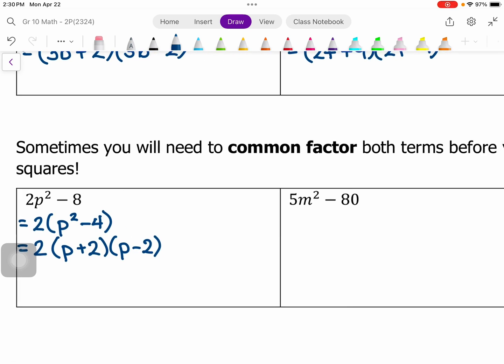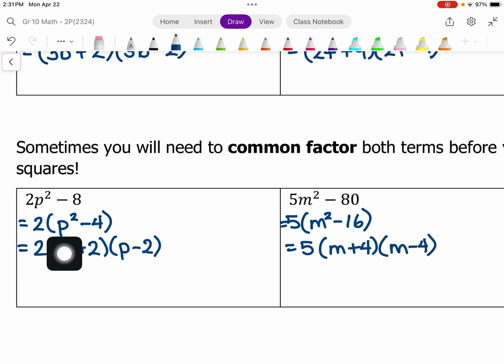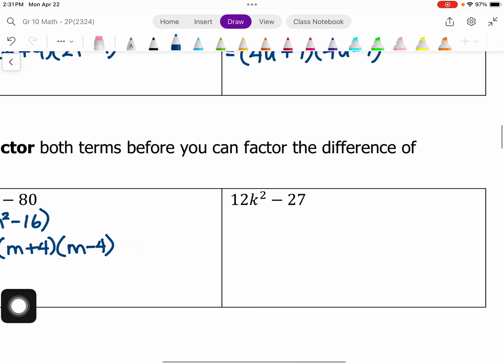5m squared minus 80. So both 5 and 80 can be divided by 5, so I'm going to factor that out. And 5 times 16 is 80. So 1m squared and 16 are both perfect squares. So m plus 4 and m minus 4. So the square root of m squared is m, and the square root of 16 is 4. One's plus, one's minus. And then one last example here.